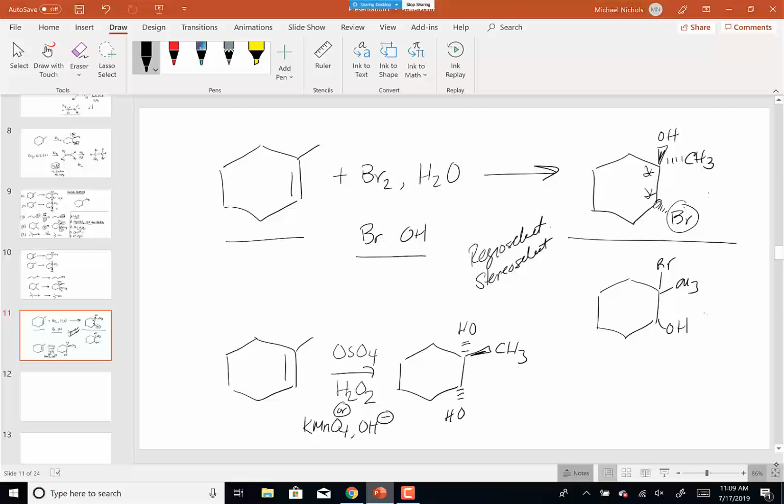Okay, everybody said stereo only. Can't be regio because I'm adding two OHs, so I've got a symmetrical reagent. Stereo, it's 100% cis, so now what do I have to check? Two chiral centers. Did I make two chiral centers in my product? Yes. So this is stereo only.